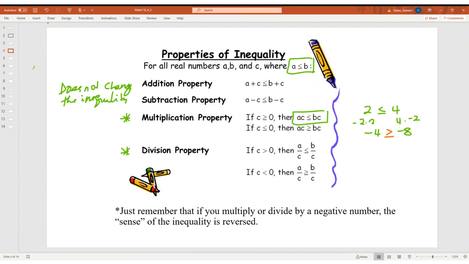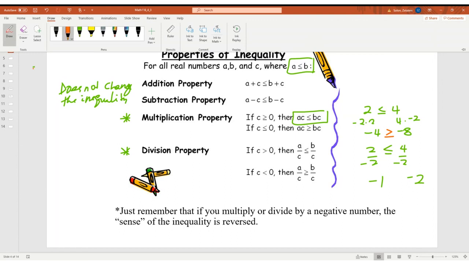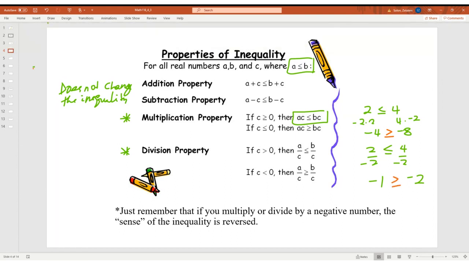So when you multiply both sides of the inequality by a negative number, the inequality switches. Or for division, the same thing. If you divide both sides of the inequality by a negative number, it will switch. For example, again, 2 less than or equal to 4. Let's divide by negative 2. So this becomes negative 1. This becomes negative 2. Now, negative 1 is greater than or equal to negative 2. Now, switch. So keep this in mind. Just remember, if you multiply or divide by a negative number, the sense of the inequality reverses. Less than becomes greater than becomes less than.